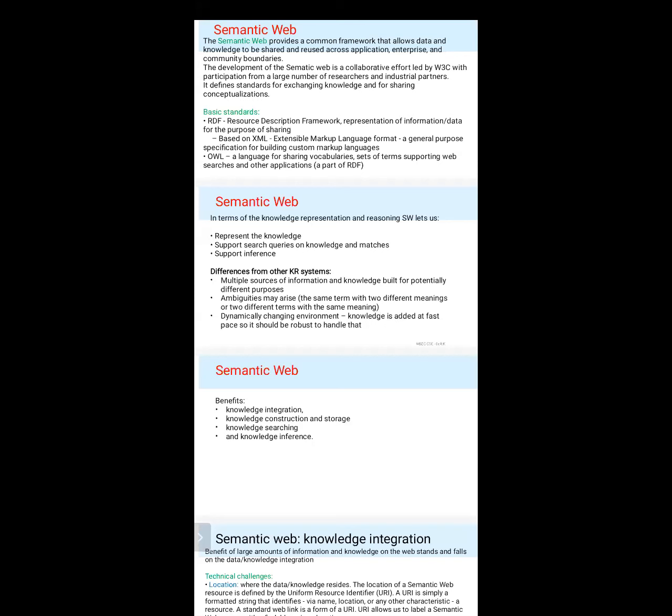Next, coming to the differences from other knowledge representation systems. The differences are: it has multiple sources of information and knowledge built for potentially different purposes. Second, ambiguities may arise. That means the same term with two different meanings, or two different terms with the same meaning. So there is a possibility of ambiguity here.